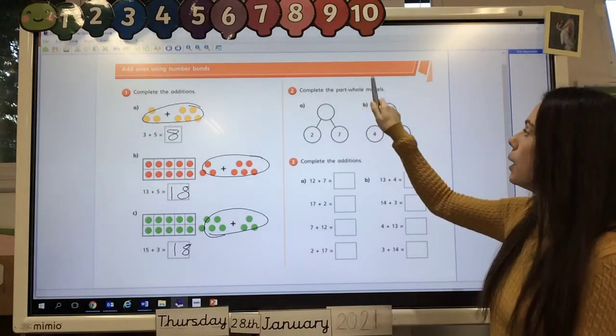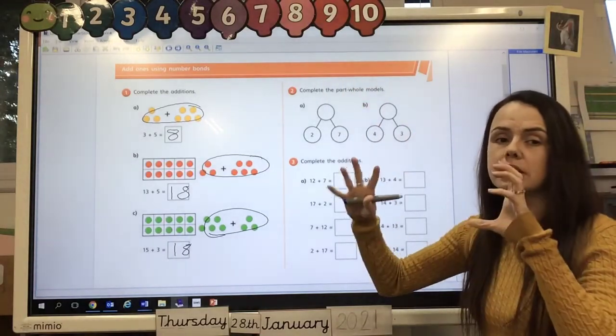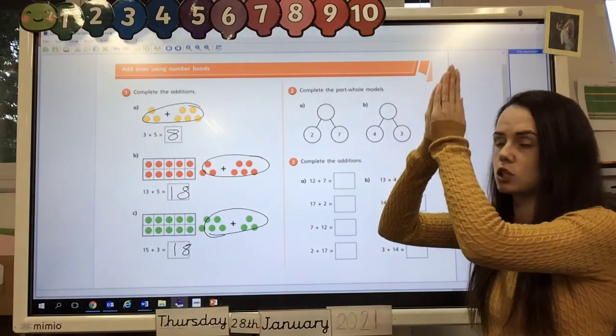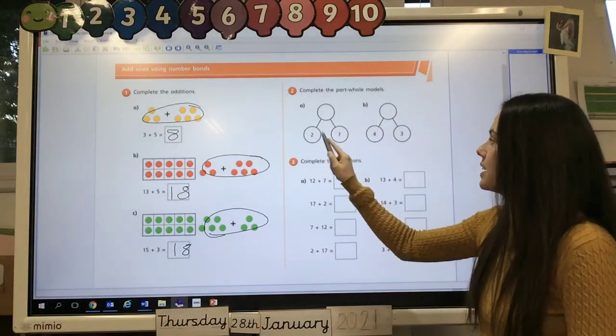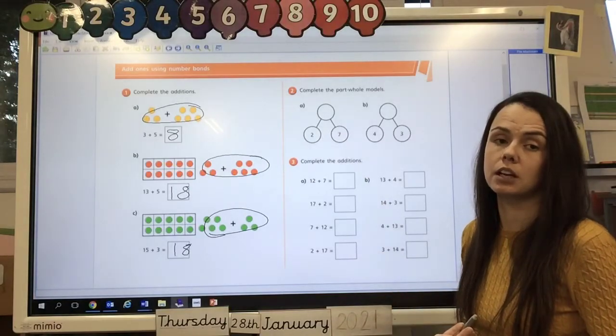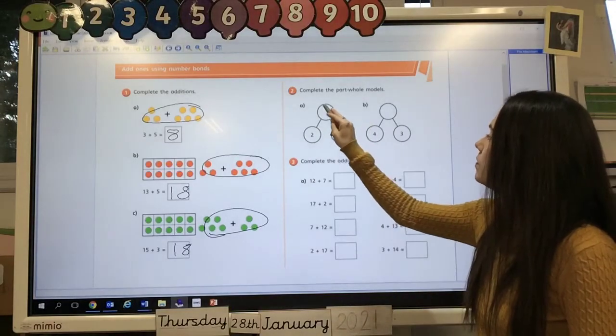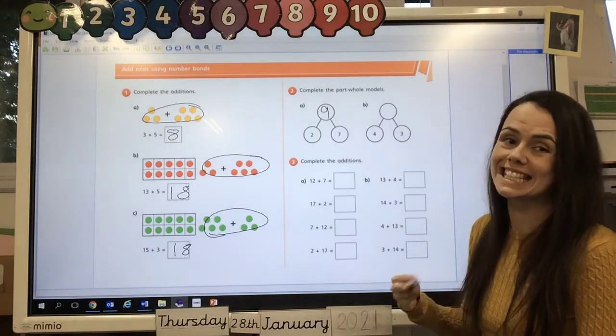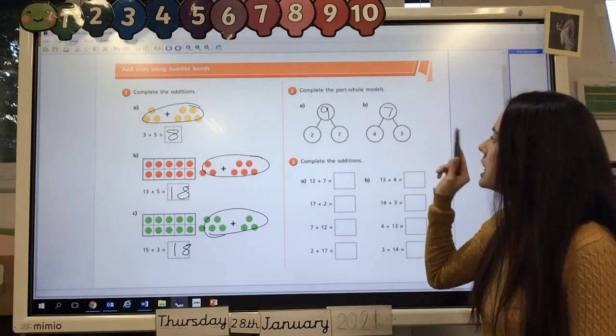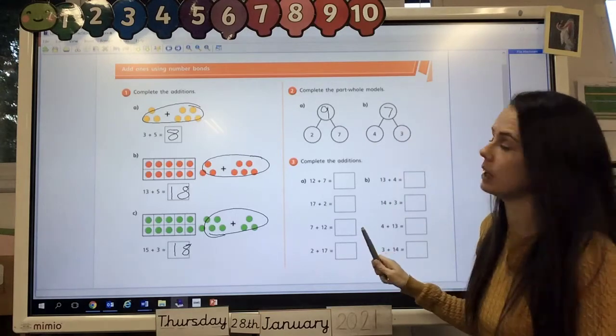Now complete the part-whole model. So we know whatever at the bottom must make the same at the top. So these two added together makes this one. So 2 and 7. What does 2 and 7 make? 9, right done. 4 and 3. 7, right done. Now I think we're going to use these to help us down here.